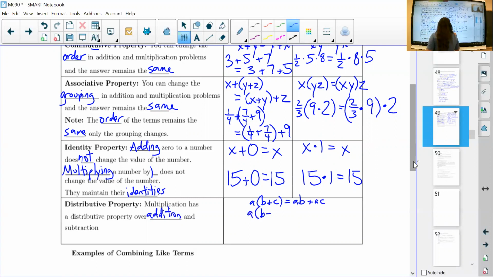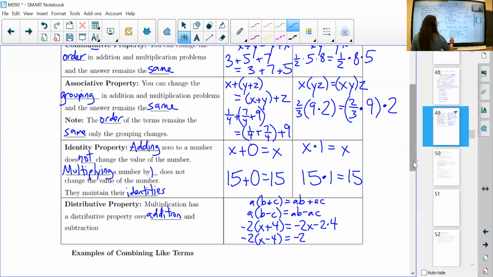Works just as well with subtraction. Just use a subtraction sign here as well. And we can do it with variables, with numbers, with a little bit of both. And similarly, that's 2x minus 4. I can even simplify this if I want. Negative times a negative. Think about it. Yep, positive. 2 times 4, 8. I forgot my x, sorry about that. Negative 2x plus 8.